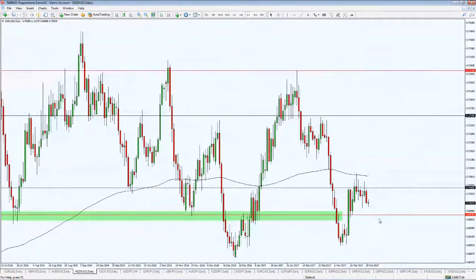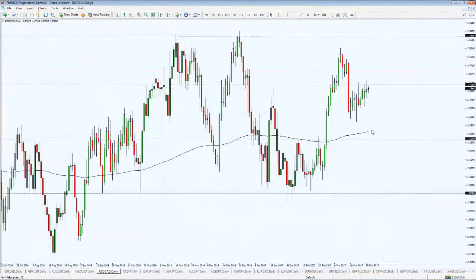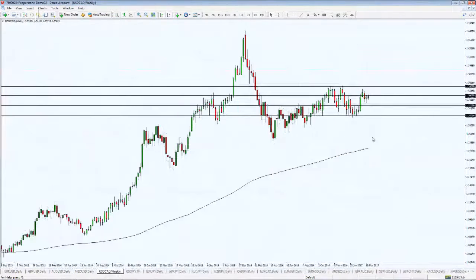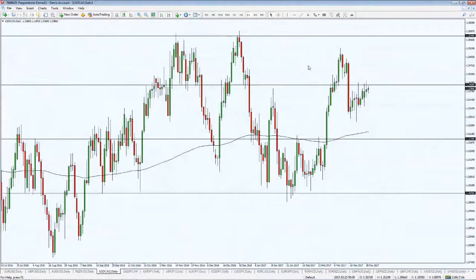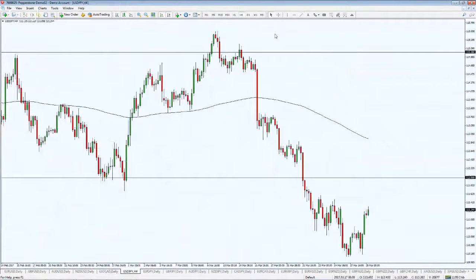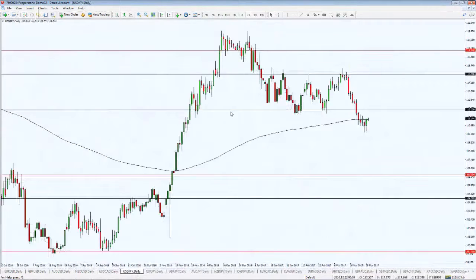Dollar Canadian, price is above the 200 MA, I have a bullish bias. You look at the weekly, still pretty much in a range. So again, I want to wait for price to come to an area of value. So if it does approach back, perhaps towards this area of support, there could be a potential opportunity to go long. Dollar yen, if you look at dollar yen daily, it has broken down below this area of support.